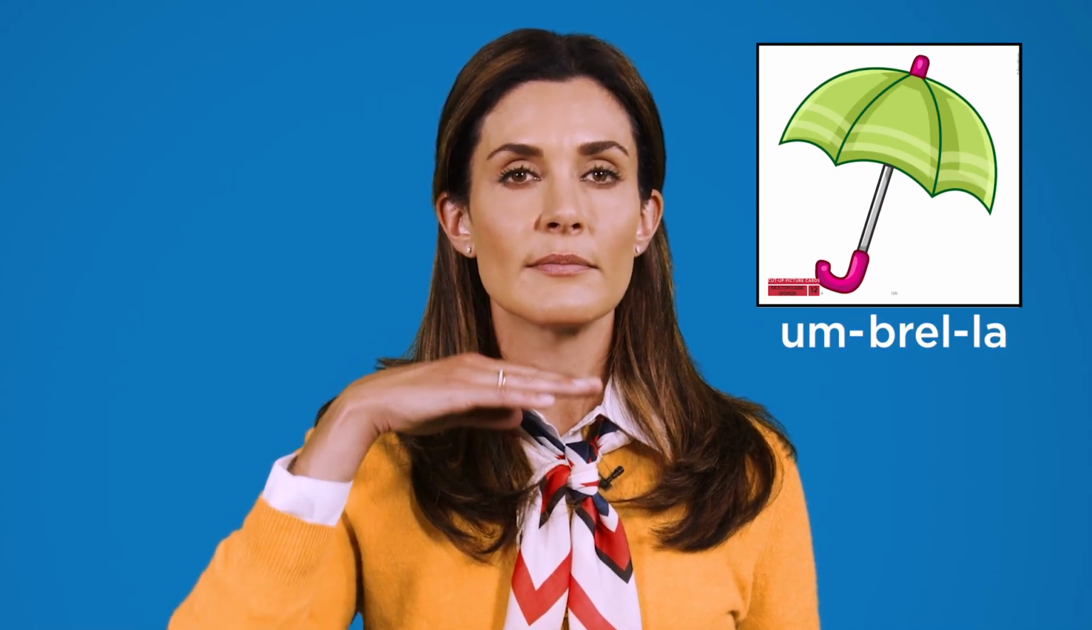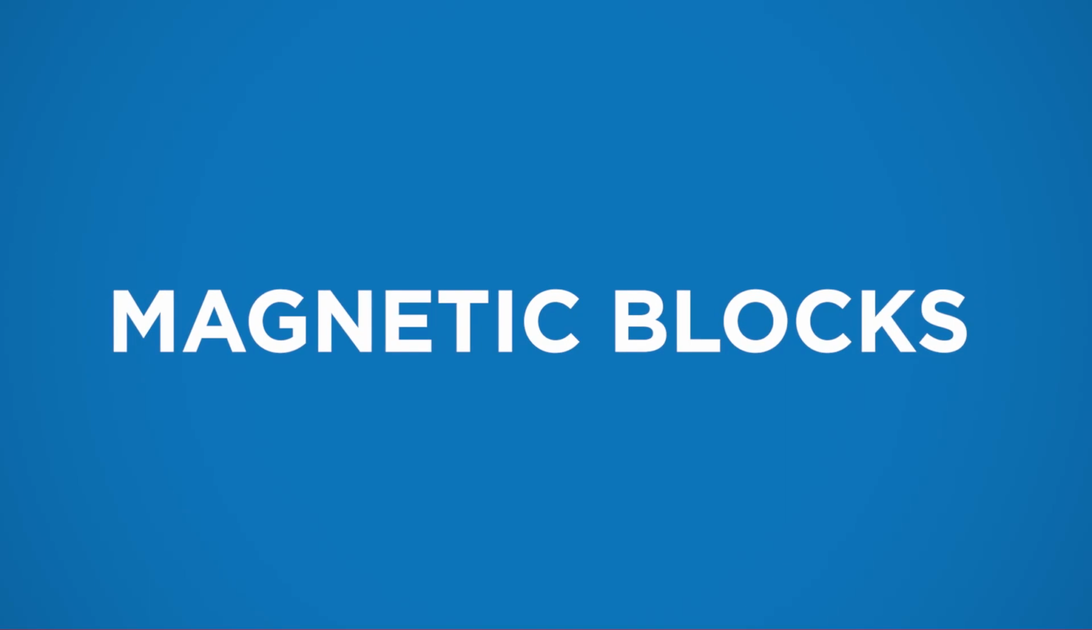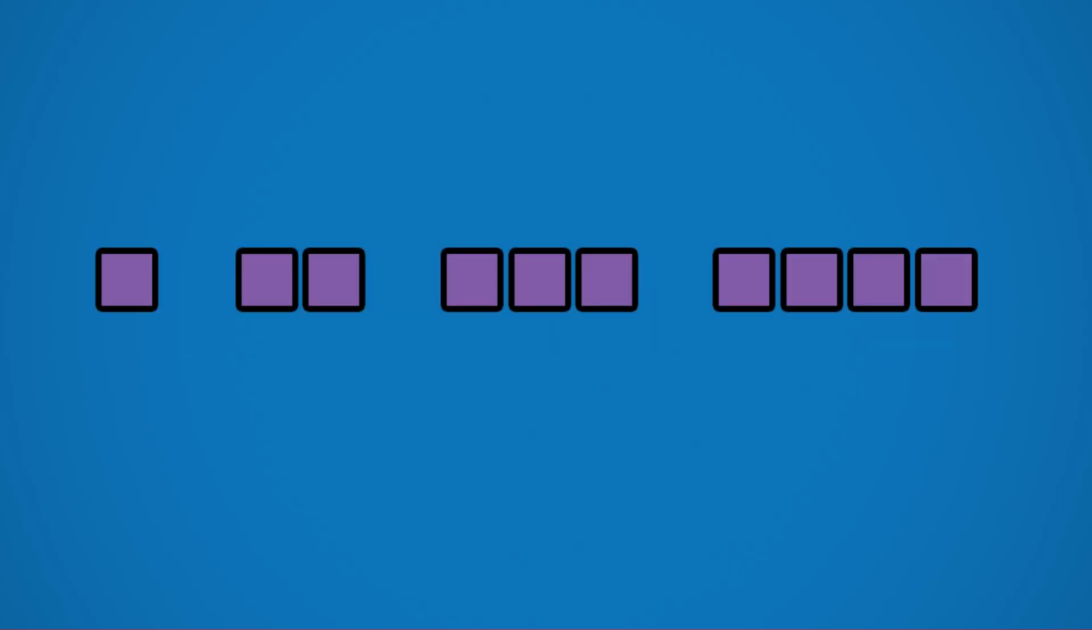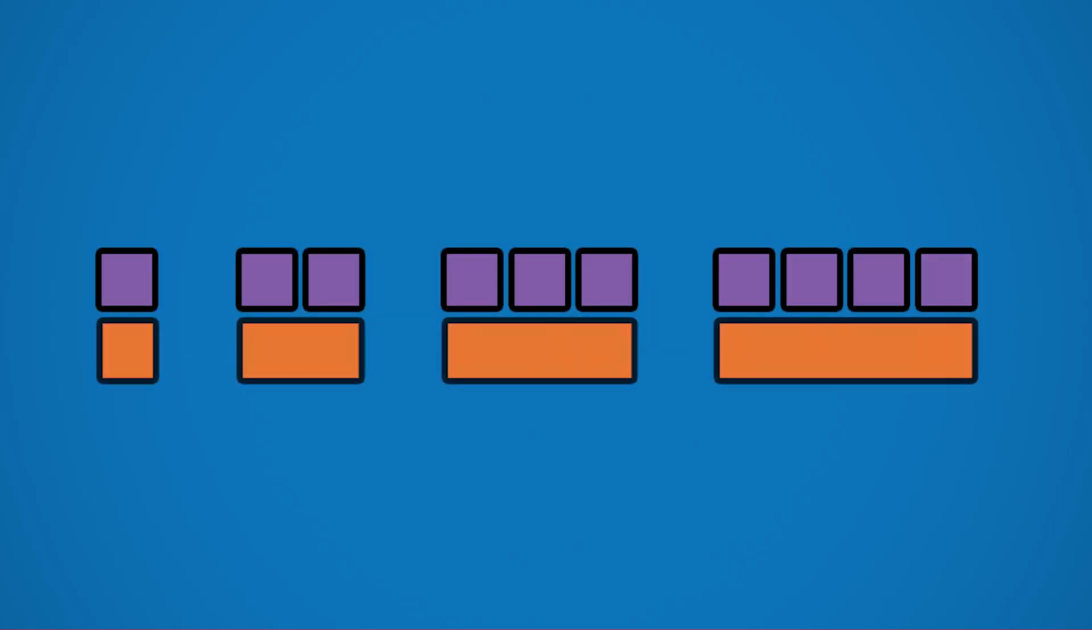Magnetic blocks. The teacher will explain the concept of a syllable and further develop all of the goals of the multisyllabic word section using magnetic blocks. In this section, syllable blocks, which are purple, and syllable word blocks, which are orange, will be used. Each syllable block will represent one syllable of a word. Syllable word blocks can represent a single syllable word or a multisyllabic word.